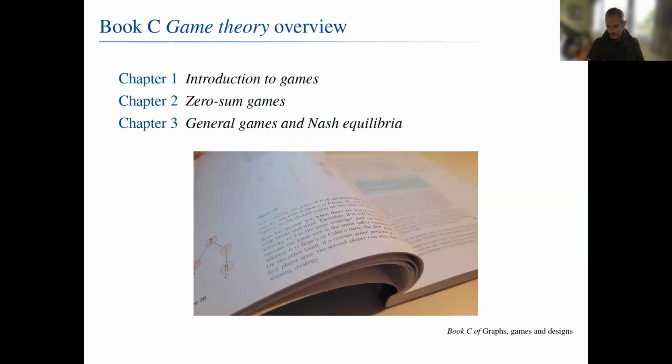The structure of the module as a whole meant that we were going to have 3 chapters inside this book. And this was roughly the way it was going to be done. Chapter 1 was introductory material, and I'll go into the detail in a moment. Chapter 2 was going to be some stuff on zero-sum games. And then chapter 3 was going to look at Nash equilibria and see what we could say there.